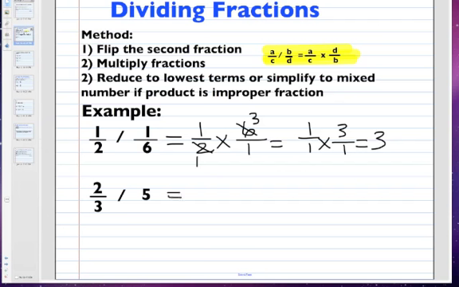So 1/2 divided by 1/6 is 3. Looking at the second problem, remember a whole number can be written as a fraction over 1. So when I want to change this from a division to a multiplication, I have 2/3 times, instead of 5 over 1, I'm going to use 1 over 5. And I don't see any partners for cross-reducing that share a common factor except for 1. So it's going to be 2/15. 2/3 divided by 5 is equal to 2/15.